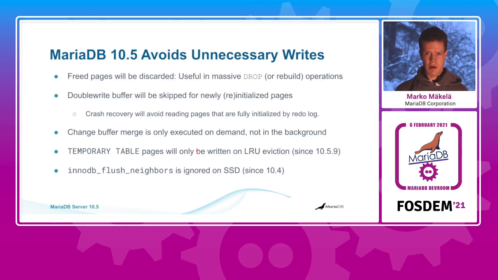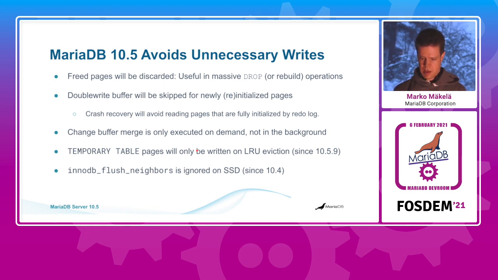In MariaDB 10.5, we did some high-level optimizations, which didn't seem to help so much in sysbench. For example, in the drop index operation, we used to write the freed pages to the data files, even though their contents are basically garbage. In 10.5, we introduced a separate record indicating that the page is free and it doesn't need to be recovered. So we are not writing anything for the free pages. Also, we are skipping the double write buffer for pages that were newly initialized by the mini transaction or since the latest checkpoint. And crash recovery will also skip reading pages that it can initialize based on the log records only. This is making the recovery and also some writes faster.